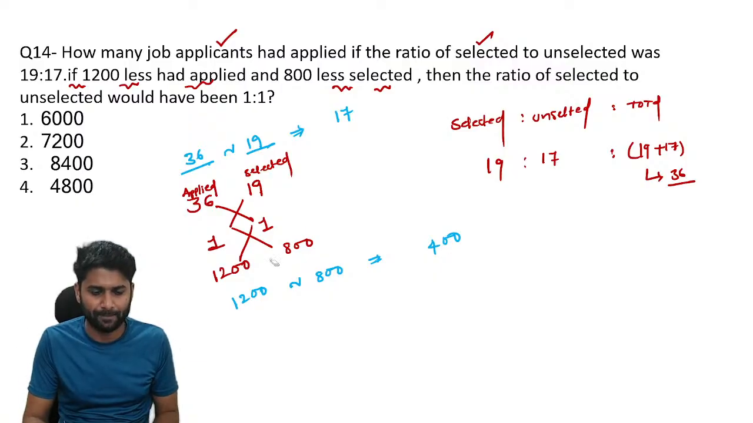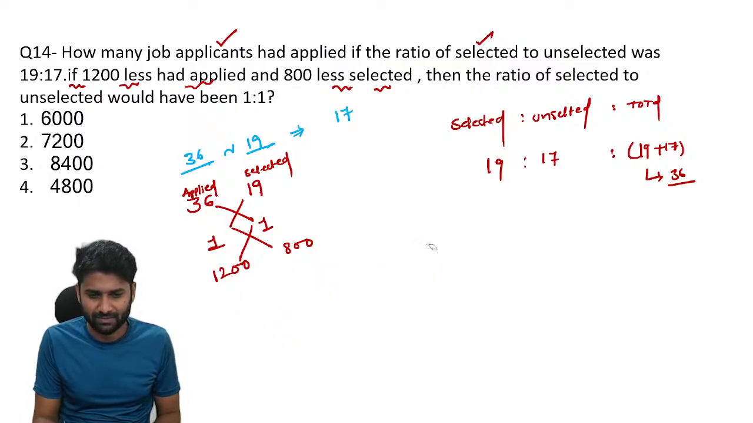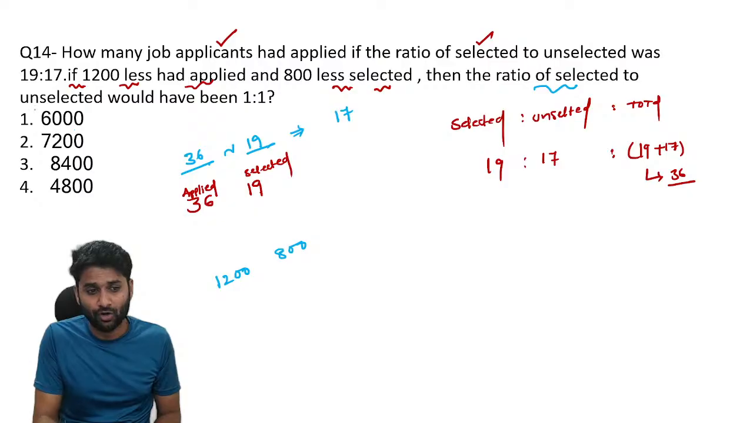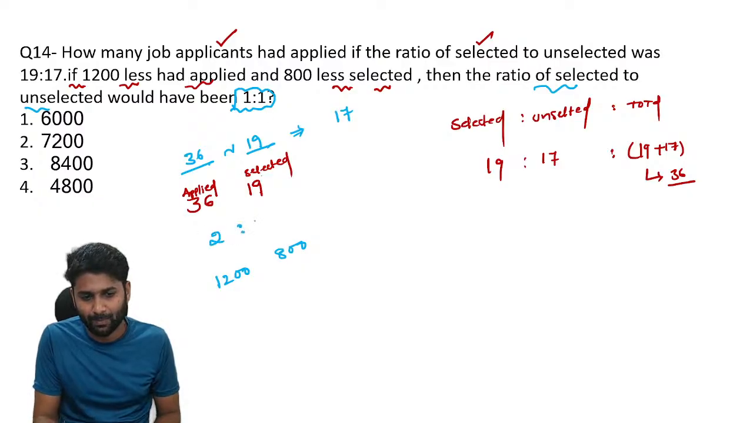Sorry guys, I made one mistake here. Let me tell you this. See, 1200 fewer applied and 800 fewer selected, and the ratio of selected to unselected is 1 is to 1. But you had taken the ratio of applied to selected. Here the given ratio is selected to unselected. So you have to consider applied to selected as 2 is to 1 here.